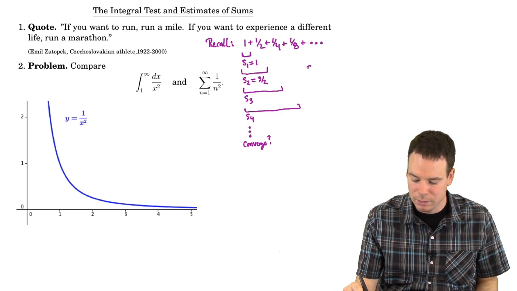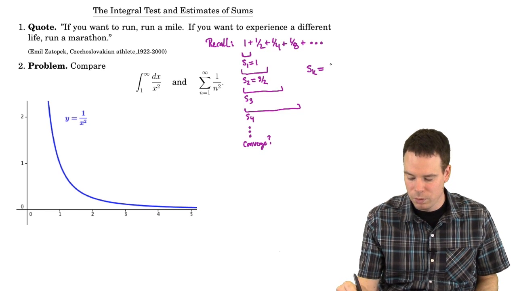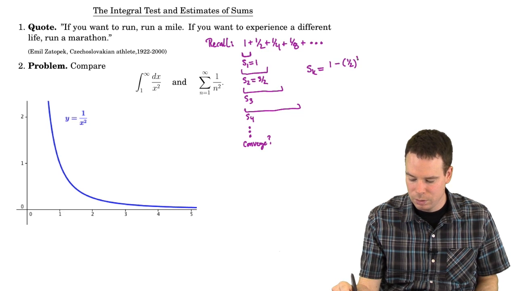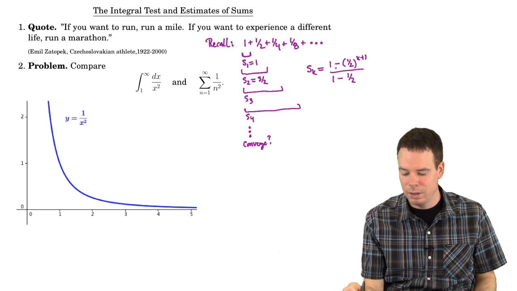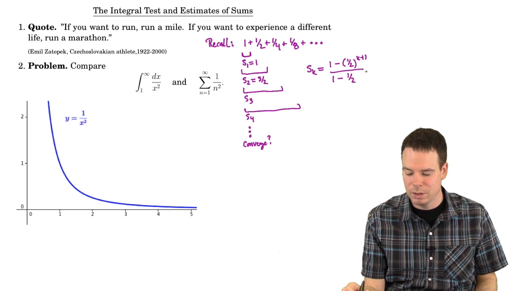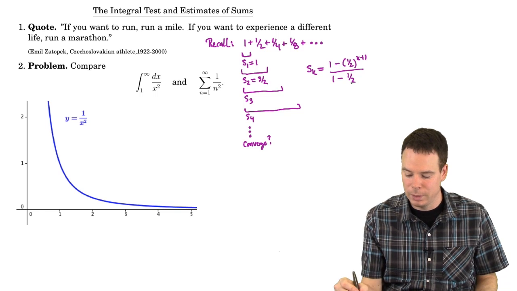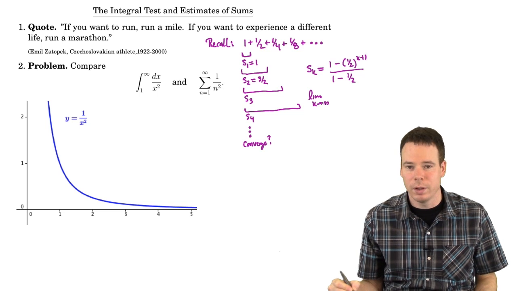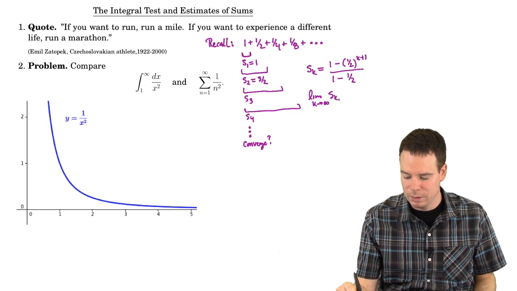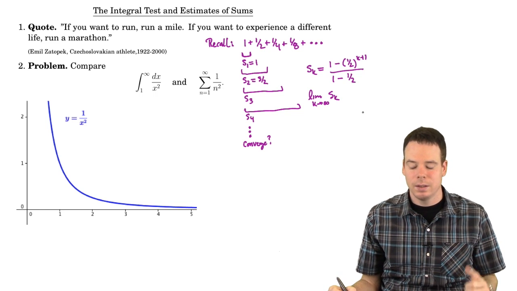In this particular example, we have a closed form for our partial sums. It's 1 minus the common ratio to the k plus 1 all over 1 minus the common ratio. So this is because it's a geometric series, and the kth partial sum of a geometric series can be expressed in terms of the common ratio in this way. Now, does the sequence of partial sums converge? Well, this is a question as to whether the limit as k goes to infinity of s sub k exists.